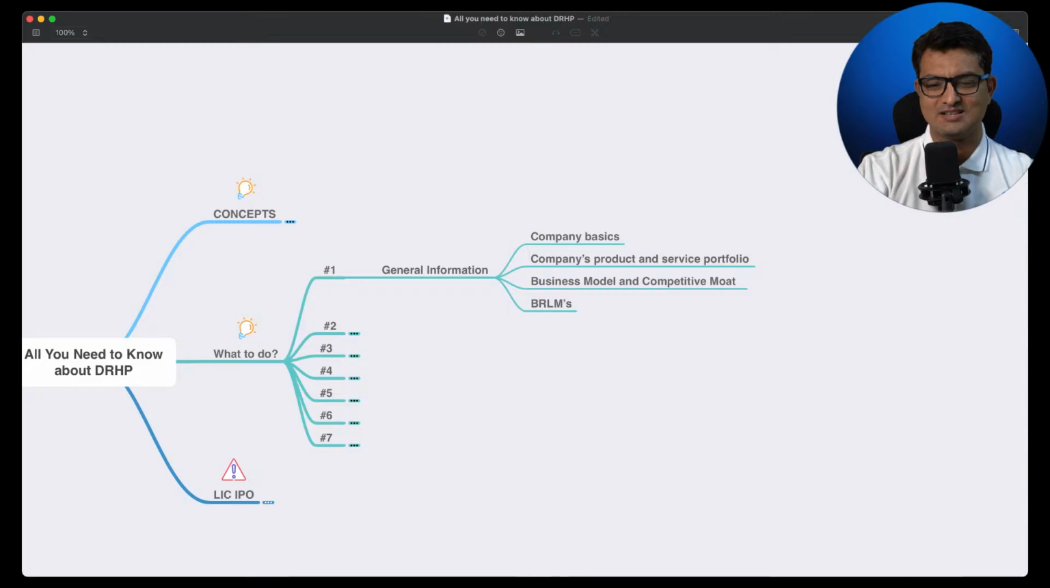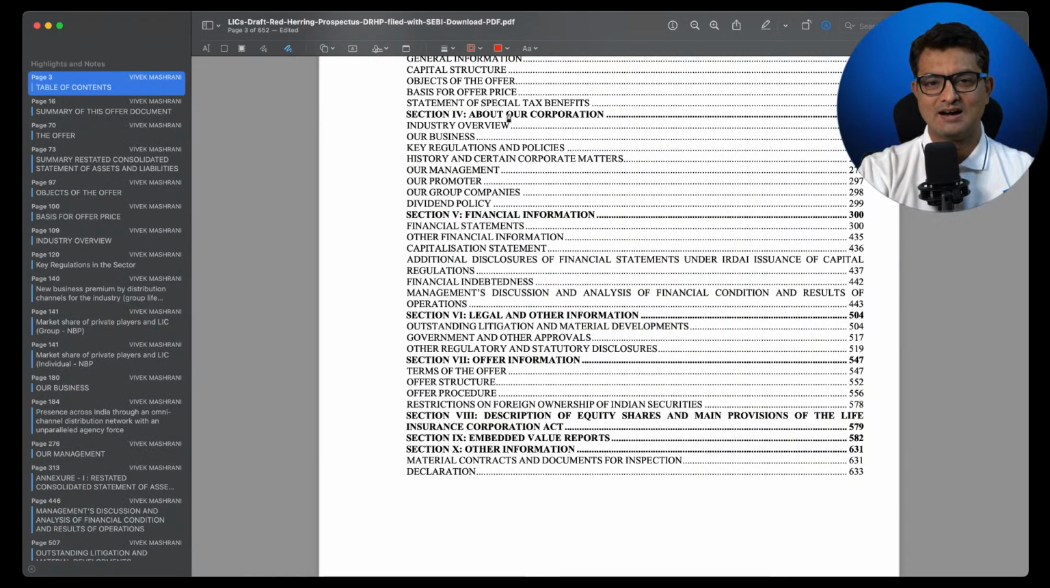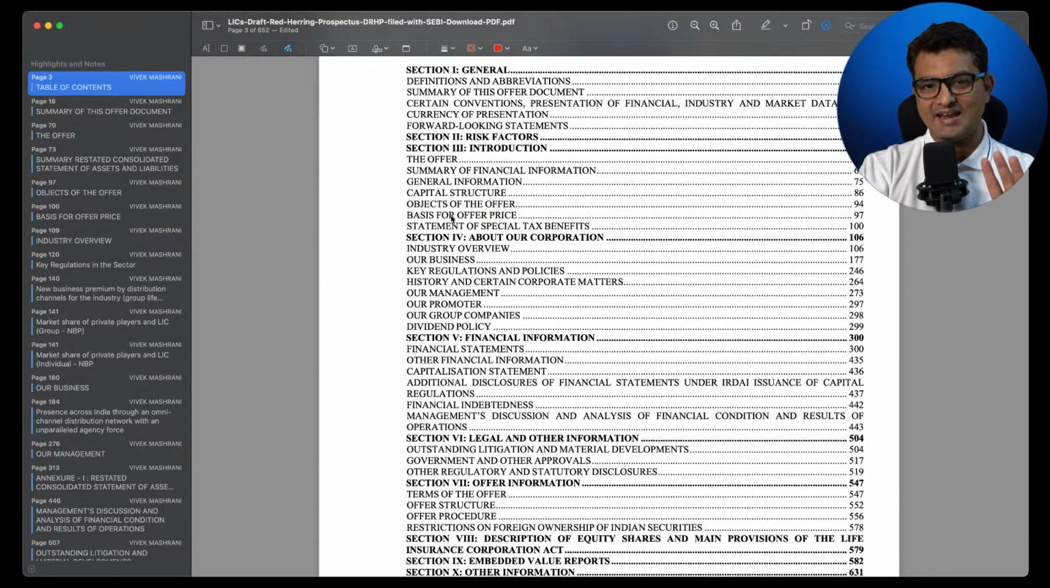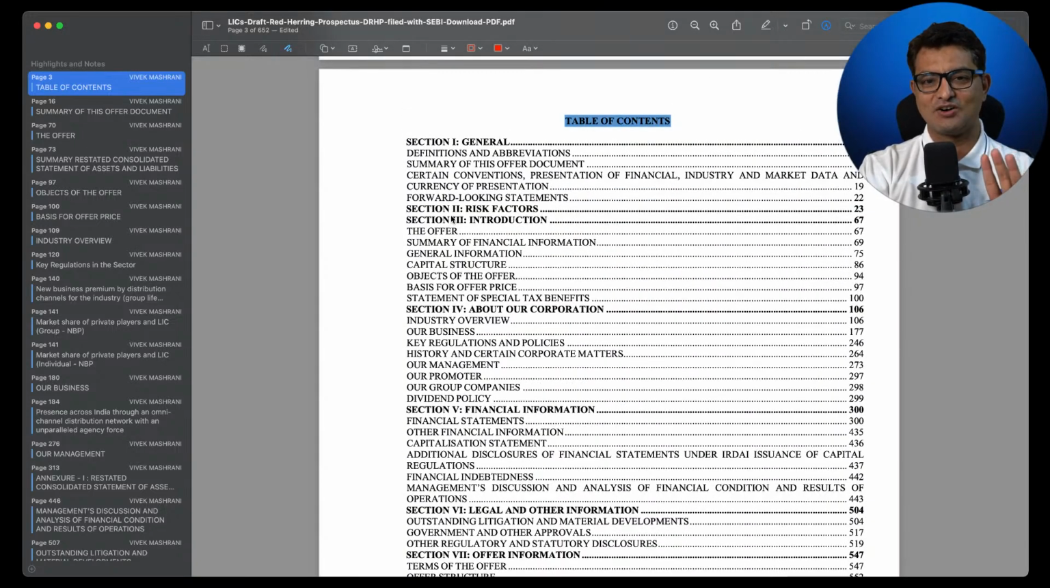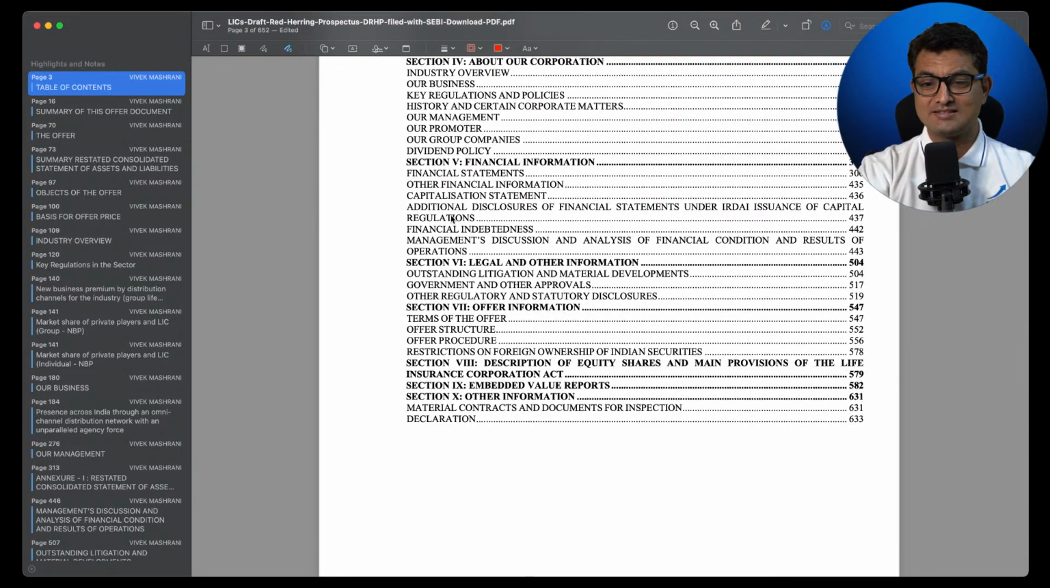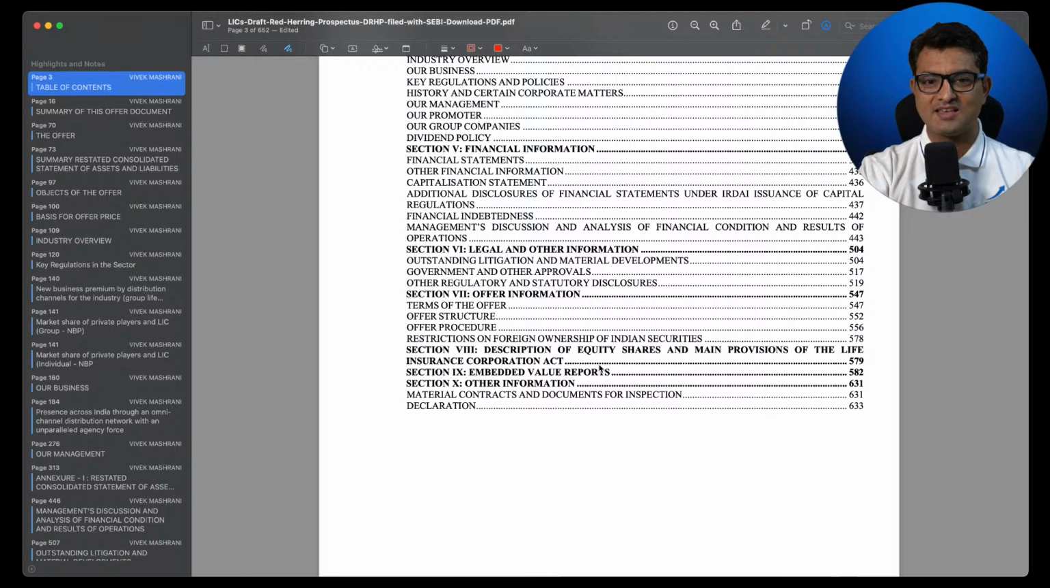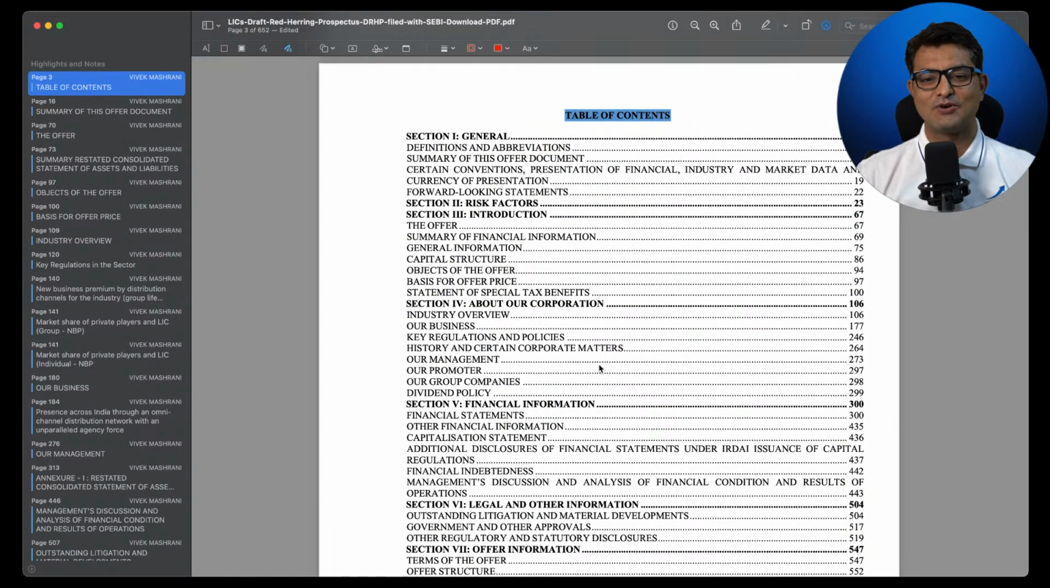It's very simple, just jargon which you need to be cognizant about. Okay, so let's see an actual DRHP of LIC. This is the actual DRHP of LIC, and you will say, Vivek, there are more than 600 pages. Literally, it is impossible for any investor to digest this kind of information.